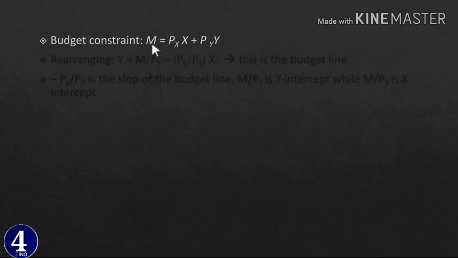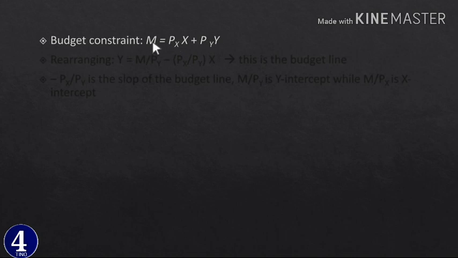m is the amount of money that we have. So px times x is the amount of money that we pay in order to get commodity x. This is the cost of buying x. And py times y is the amount of money that we pay in order to get y. So this is the cost of buying y. So the payment or expense that we pay for y and for x, when we add them, must be equal to the money that we have.